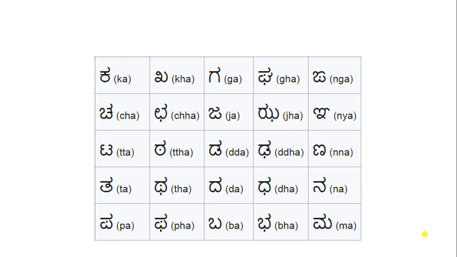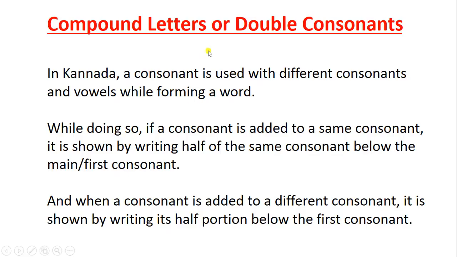Now, you have come very far, you finished 39 lessons, and by now you know that these are the sounds or the letters that we use in Kannada language. And while forming the word, we use something extra, and those are called double consonants. These double consonants are also called compound letters, and in Kannada, a consonant is used with different consonants and vowels while forming a word.